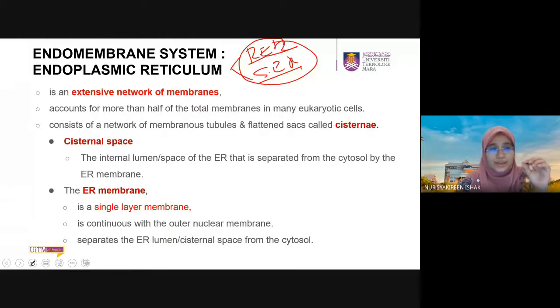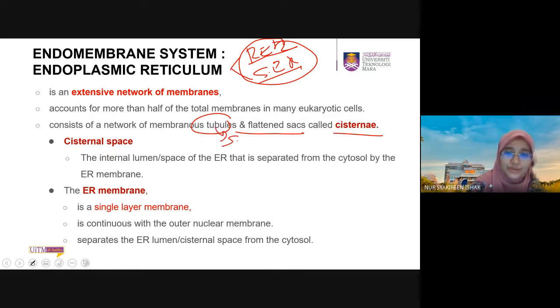So they account for more than half of the total membrane in many eukaryotic cells. It consists of a network of membranous tubules and flattened sacs called cisternae. Kalau tubule adalah structure untuk smooth ER. Kalau flattened sac, it is structure for rough ER. Ingat eh? Tubules, structure smooth. Flattened sac, structure untuk rough ER.